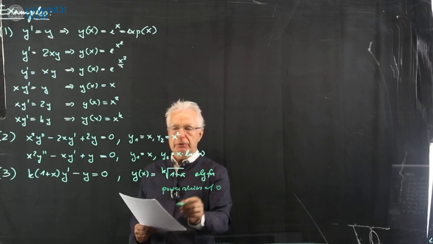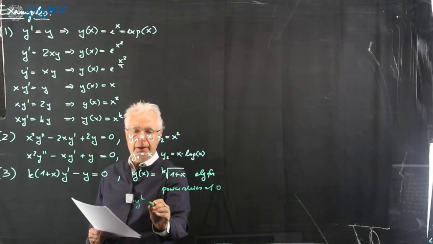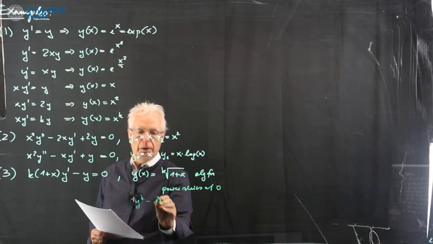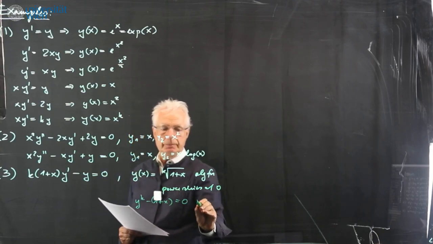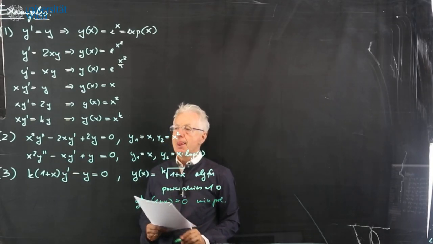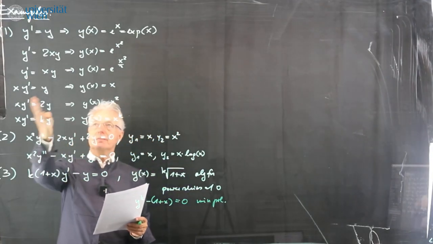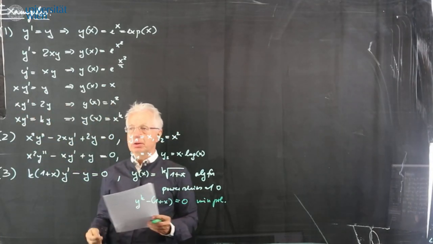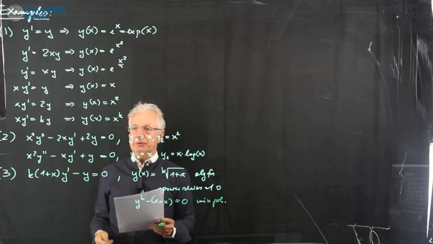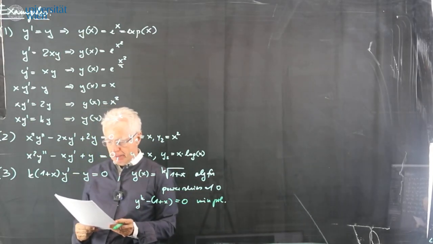So this is an algebraic function, and the minimal polynomial is, of course, y^k - (1 + x) = 0. Minimal polynomial. You see, this is a zoo of different equations, and all have a different flavor.